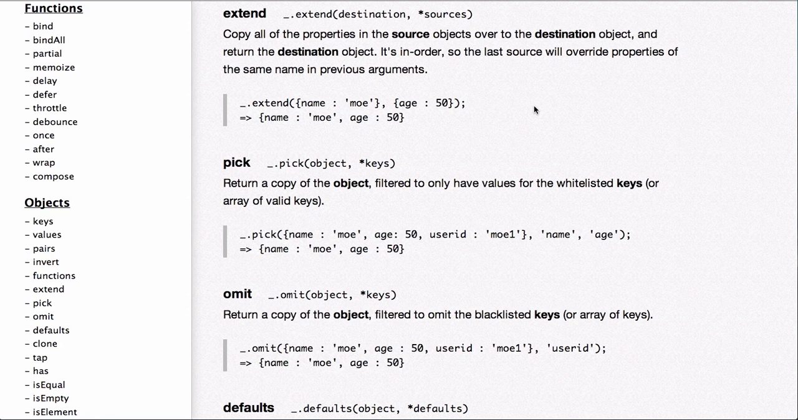The simplest way to reuse some functionality is to use Underscore's extend method. Extend will copy all of the properties in the source object over to the destination object. This will allow us to define a bunch of functions or properties on a source mixin and then copy it over to our destination. So let's check this out.